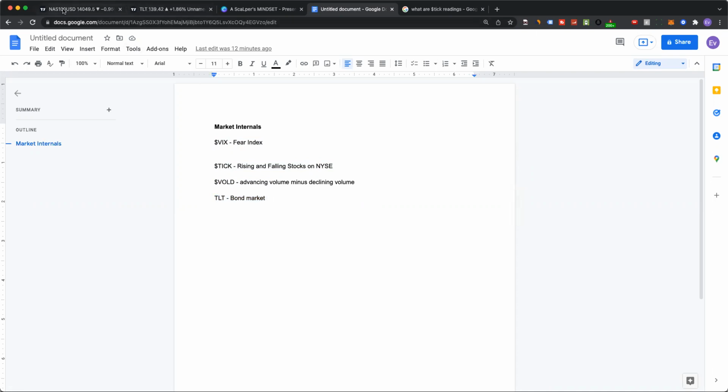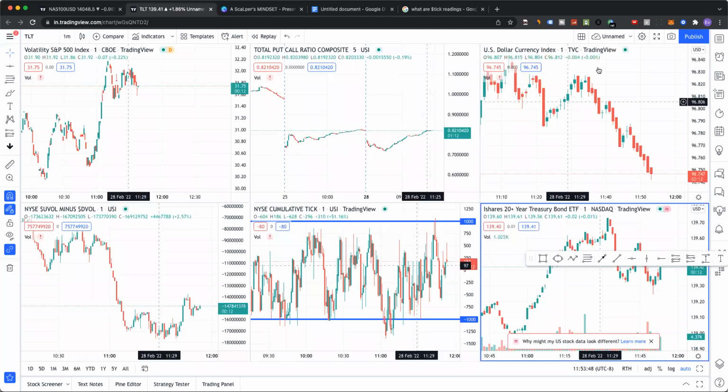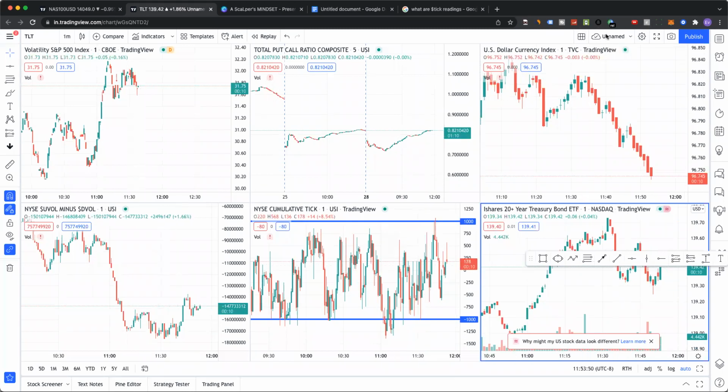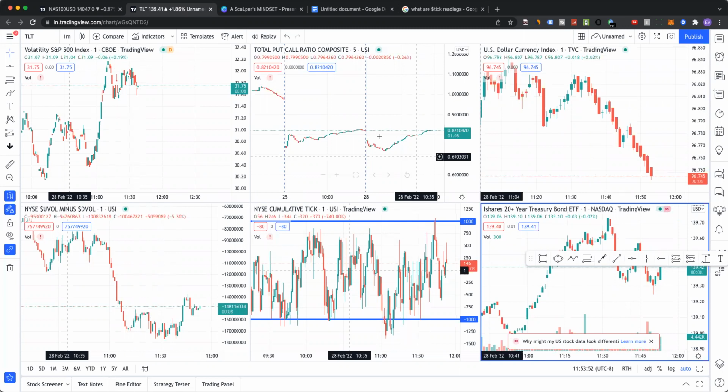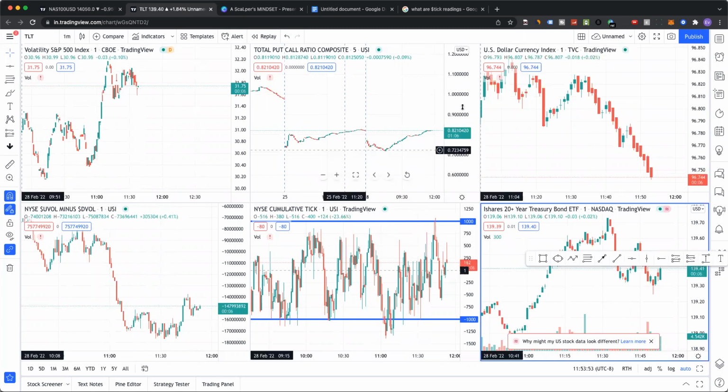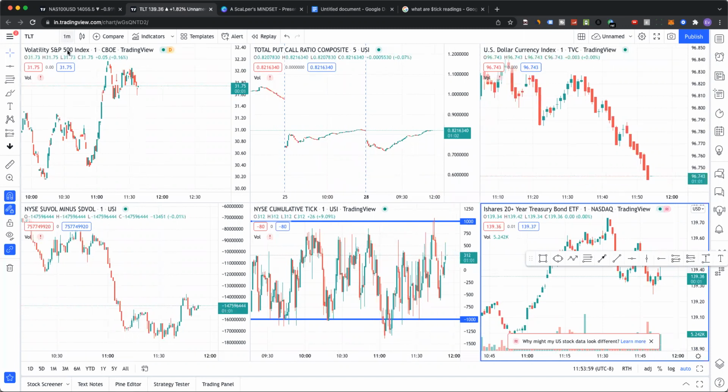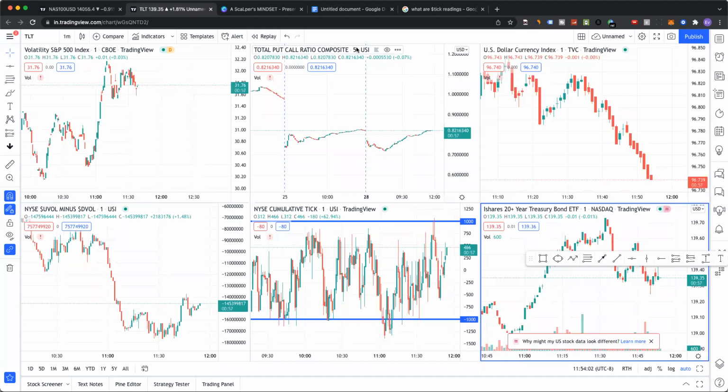So let's go over to our charts. What I do is I use TradingView and I add a new layout. So I can just check on this for my market internals, kind of giving me a bias of what's going to happen for the rest of the day. This is on a 1 minute chart. I use the total put call ratio on a 5 minute chart.